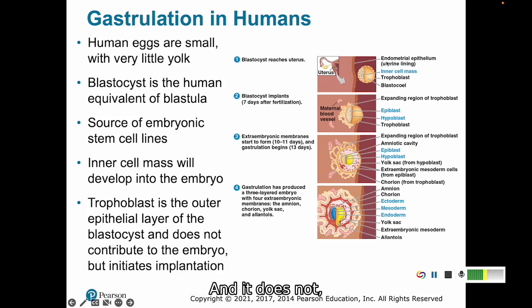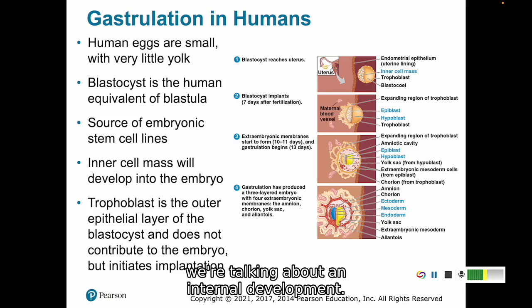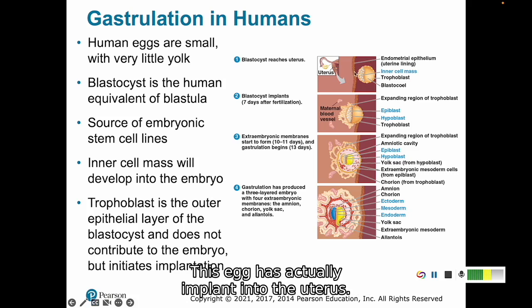And it does not contribute to the embryo. The blastocele inside is what's going to become the embryo. The trophoblast on the outside is going to be important in implantation. So at this point, when we're talking about humans, we're talking about an internal development. So this isn't just an egg that's been laid and is going to develop. This egg has to actually implant into the uterus. And so that is the point of the trophoblast.